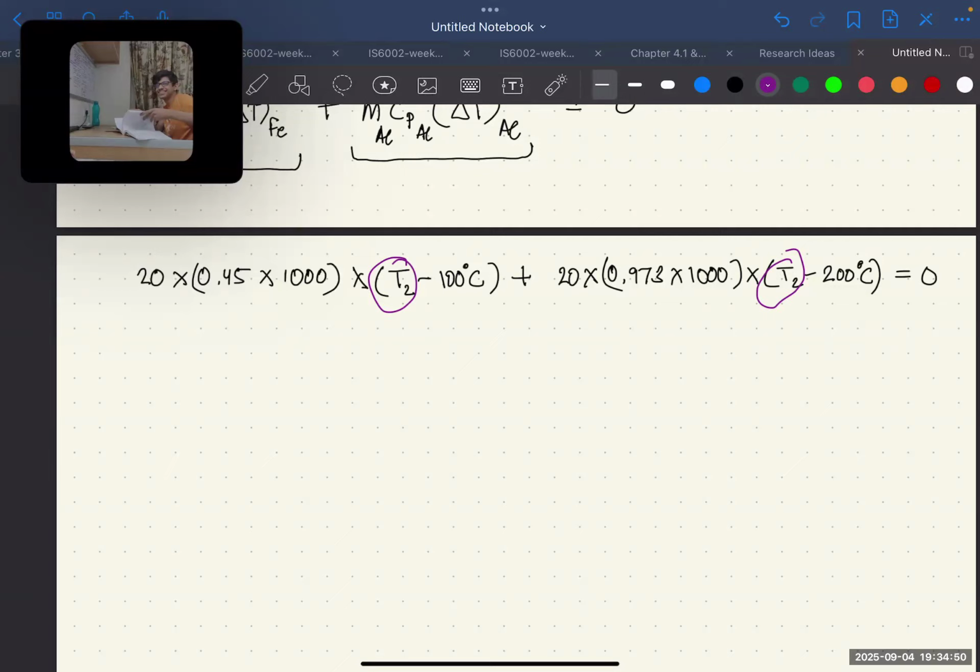Or I can give the final answer directly as well. I have the solution in front of me. So if you just simply solve this equation, you will get T2 equals 168 degrees Celsius.